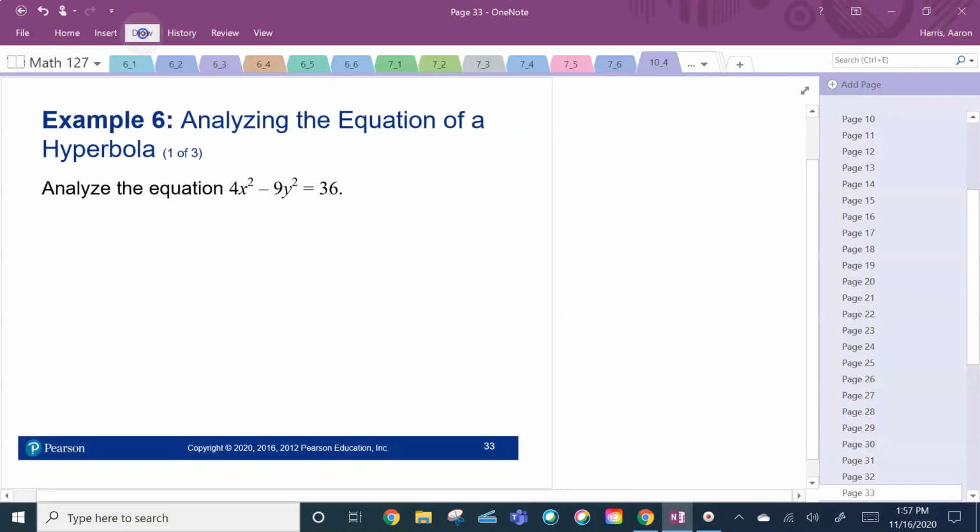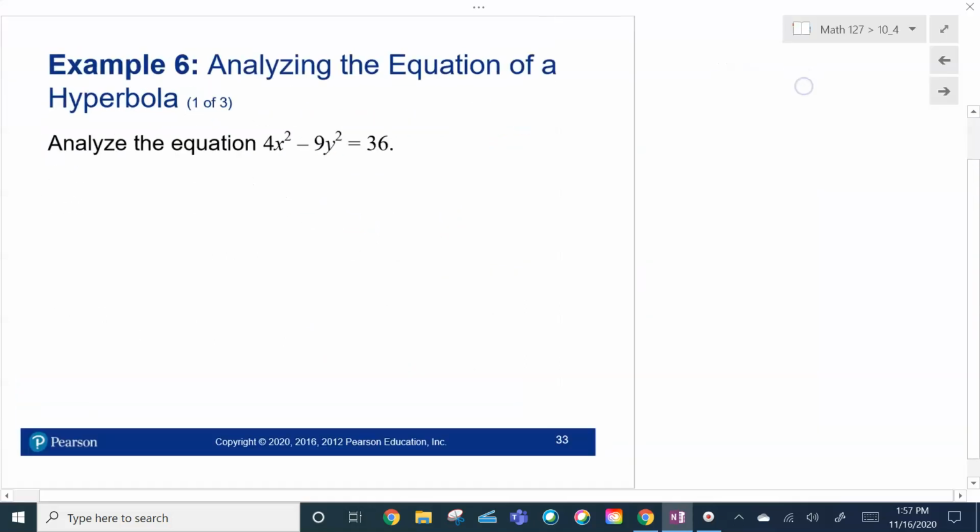Now let's do this equation here. Notice it is not equal to 1, so the first thing I'm going to want to do here is get this equal to 1, so I'm going to divide by 36 on both sides.